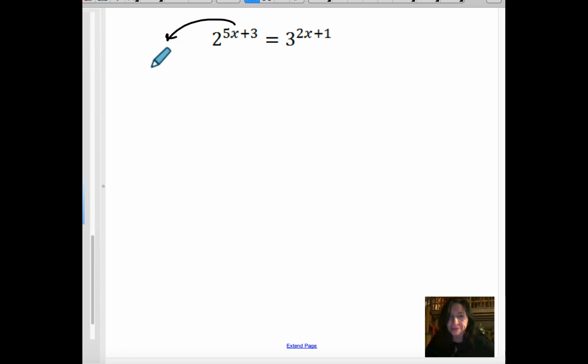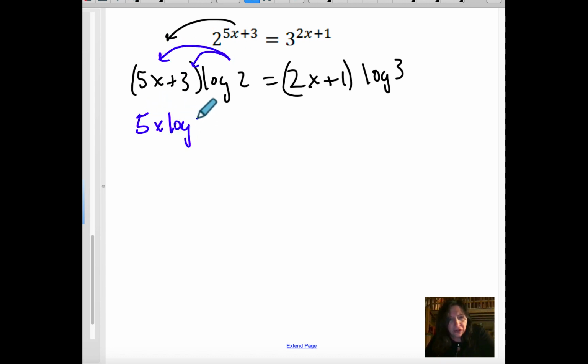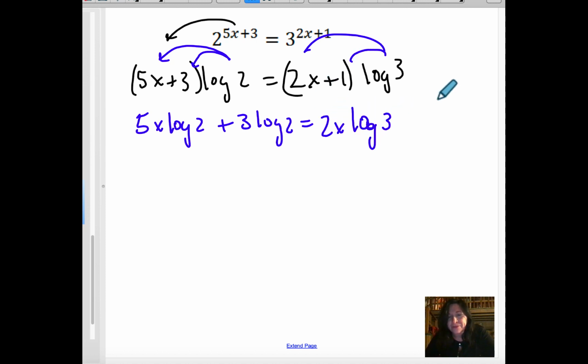Okay, bring this out front. We get 5x plus 3 log 2. This is painful. 2x plus 1, and that's going to be log 3. This time I'm going to distribute. So we're going to distribute that log to both of these terms. So we're going to get 5x log 2 plus 3 log 2 is equal to, now distribute the log 3, we get 2x log 3 plus log 3.